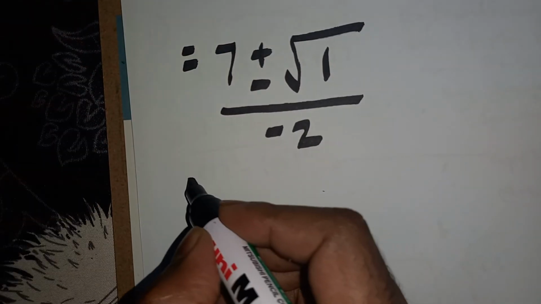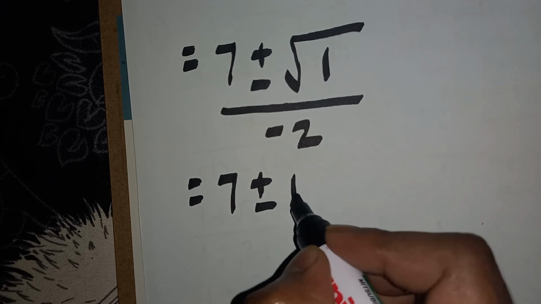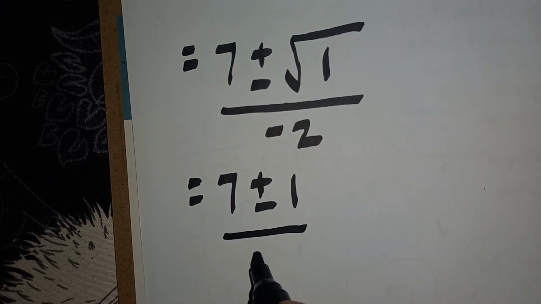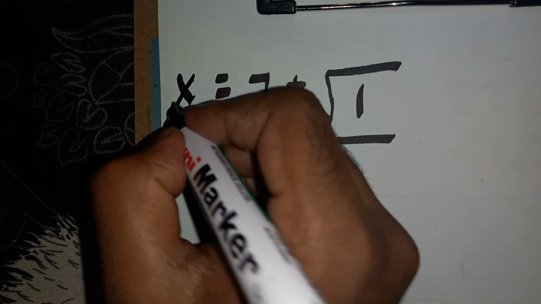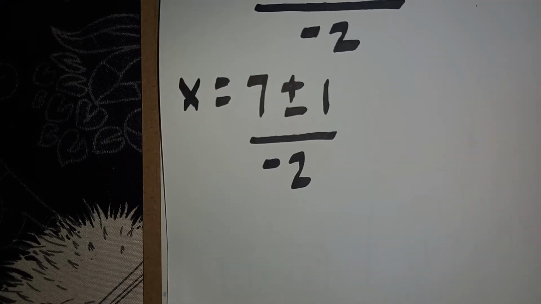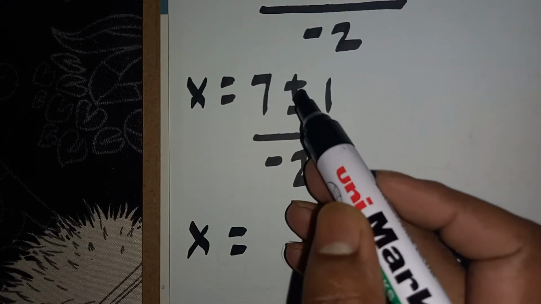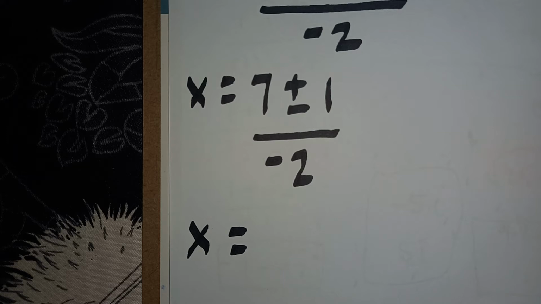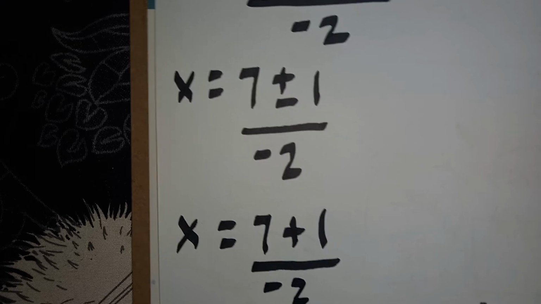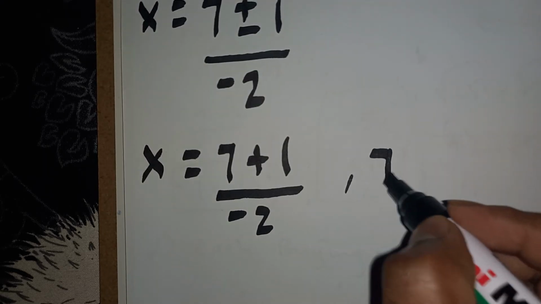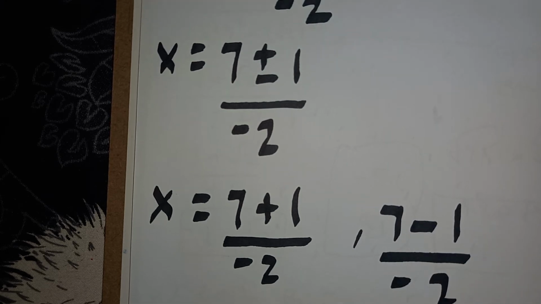Okay, so we have 7 plus minus root of 1, which is 1, and that is divided by negative 2. All these are values of x, right? The first part will be our plus and the second part will be minus. So we'll write 7 plus 1 divided by negative 2, and the other answer will be 7 minus 1 divided by negative 2, right?